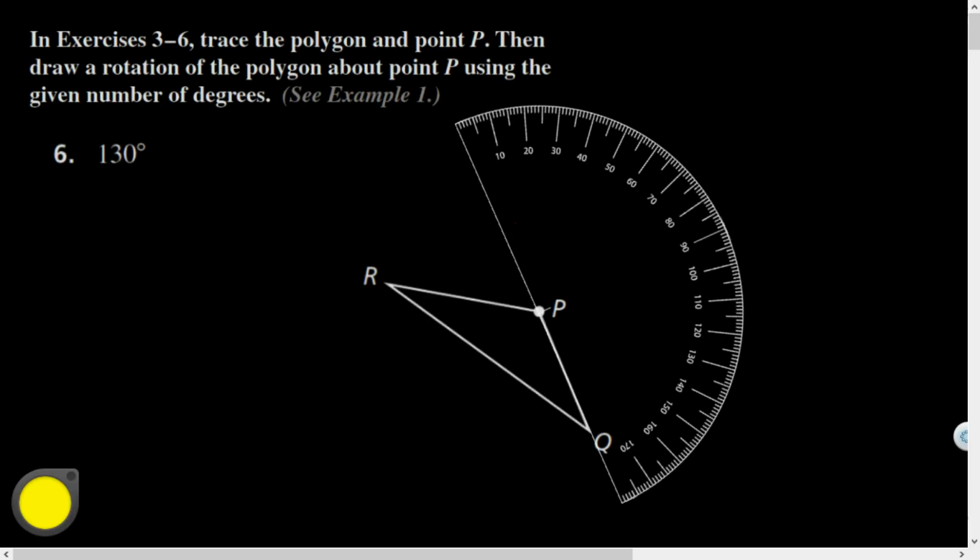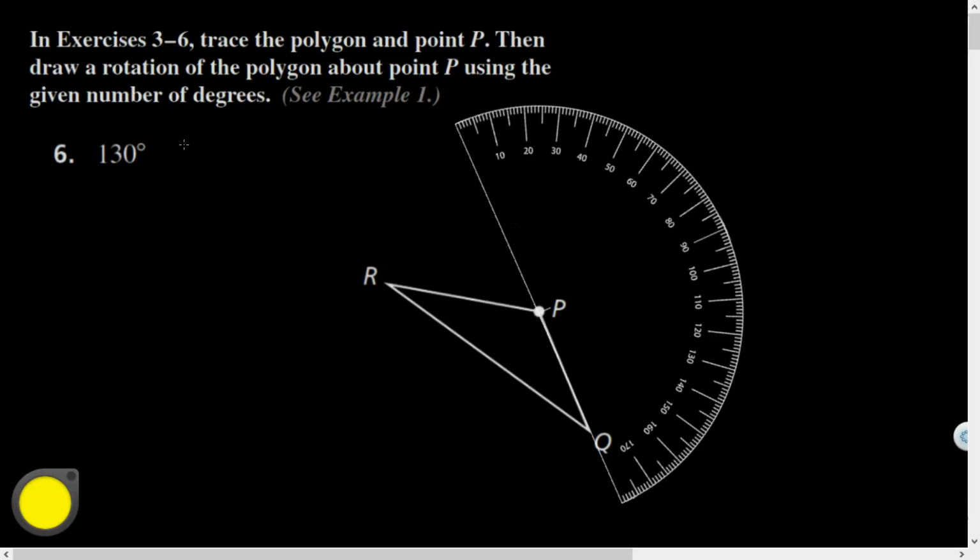We were talking about rotations yesterweek. And here are some homework problems that we're going to take a look at. It says, trace the polygon. Did it. Copy and paste, amigo. And point P, then draw a rotation of the polygon about point P using the given number of degrees.